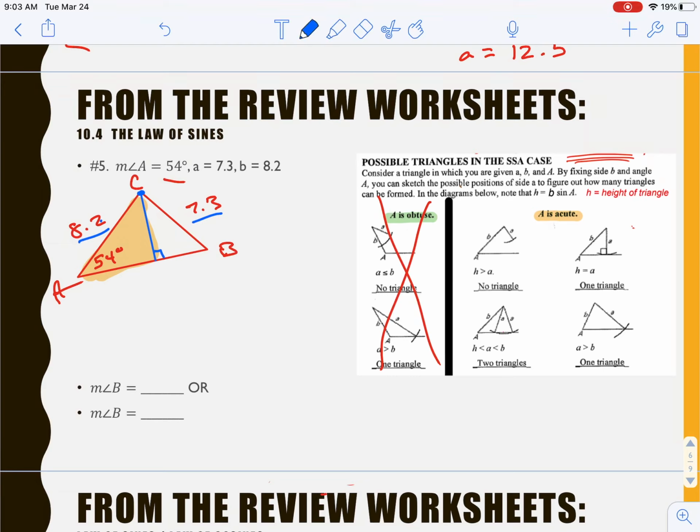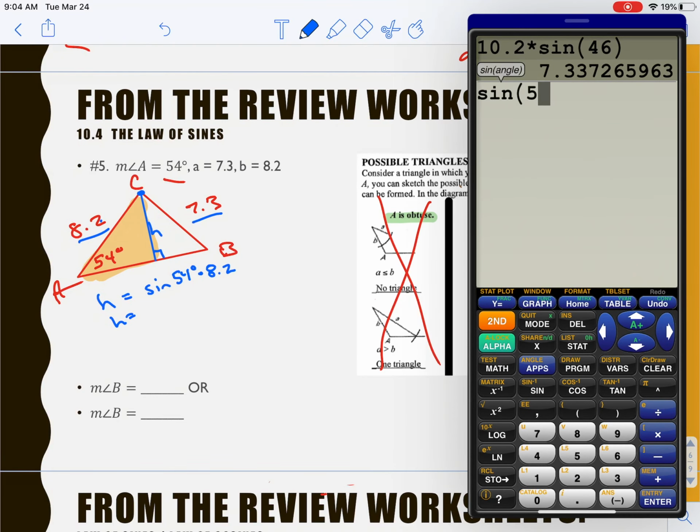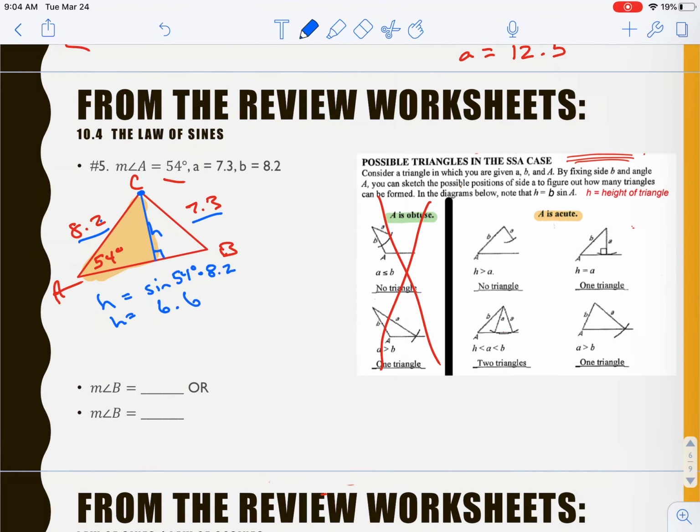Okay, so height is going to be equal to the sine of 54 degrees times the hypotenuse, which is 8.2. So height, sine of 54. We get 6.6. If I were to come back over here, put these in order, height is the smallest, A is in the middle, and B is the largest.